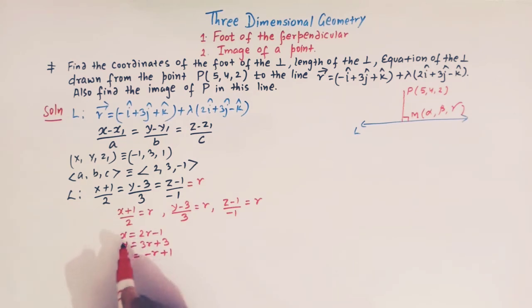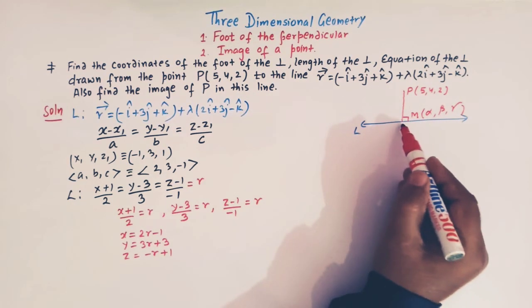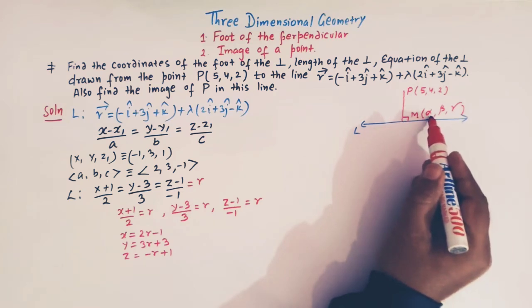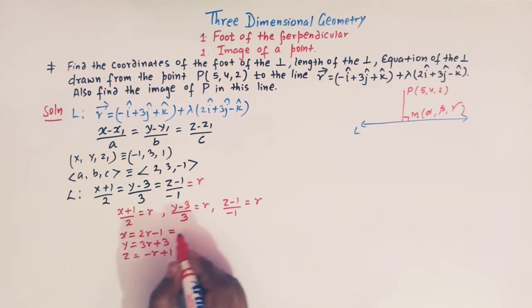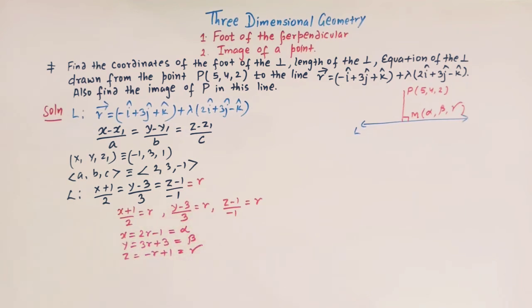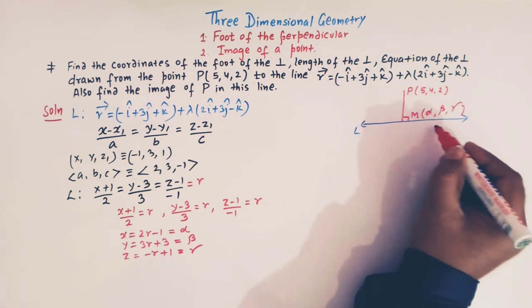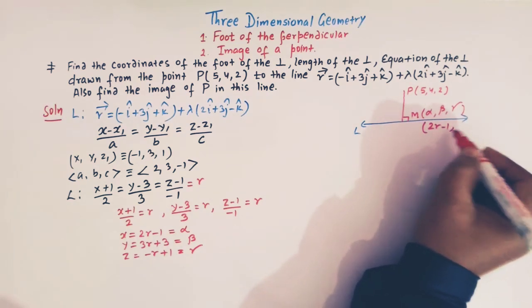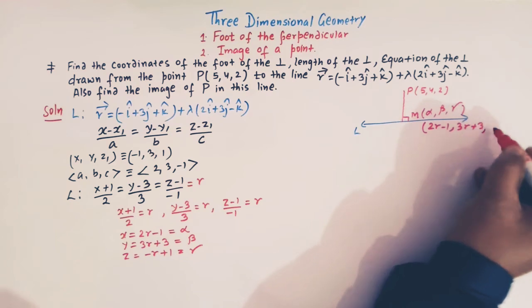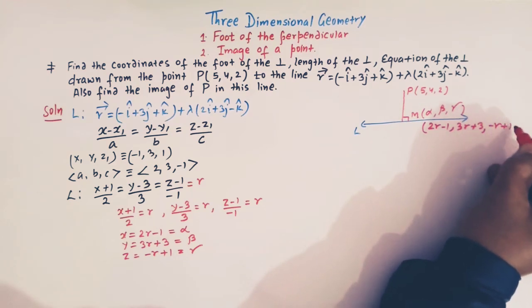So x, y, z, which are written in terms of r, give the coordinates of the general point lying on this line L. And this point M, whose coordinates are alpha, beta, gamma, lies on this line L, so we can take this x coordinate as alpha, this as beta, and this as gamma. So now the coordinates of this point M can be written as 2r minus 1, 3r plus 3, and minus r plus 1.